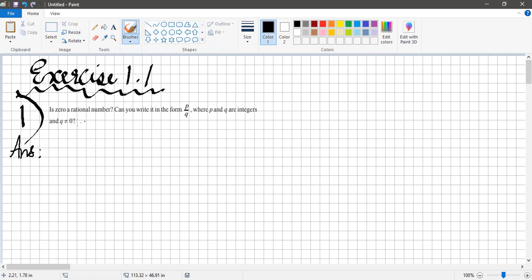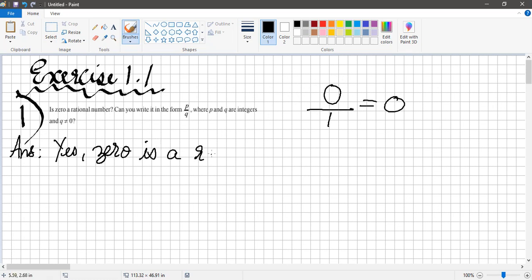So is 0 a rational number? What do you think, guys? I think it is, because if you see 0 by itself, it is of the form 0 by 1. 0 by 1 is nothing but 0, no? So 0 is a rational number. So we can say that yes, 0 is a rational number. You need to write it in statement, okay? Statement format is compulsory. Yes, 0 is a rational number.